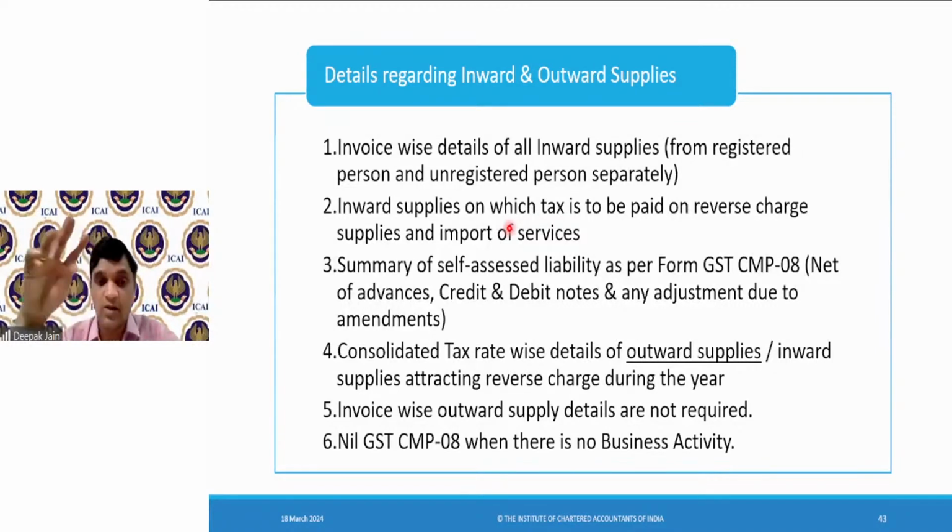Then invoice-wise outward supply details are not required. So invoice-wise outward supplies are not required, but invoice-wise details of inward supplies are required. That is how the return is structured.